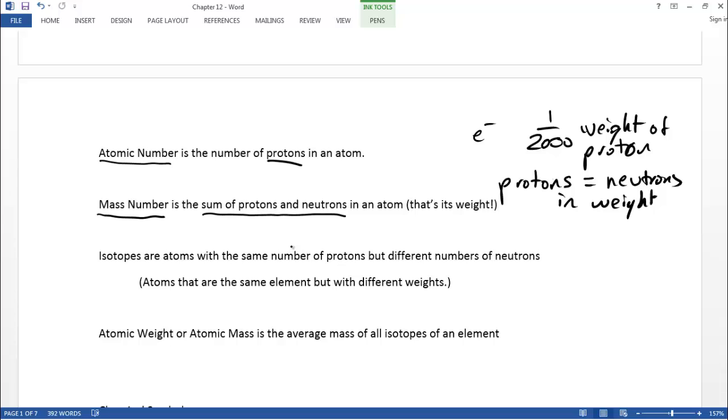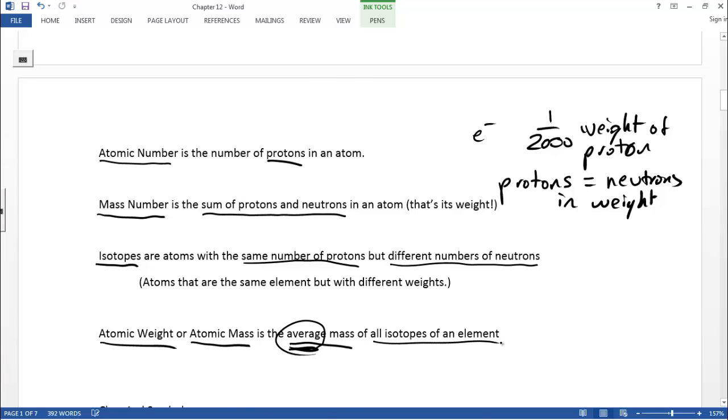Each of these elements can weigh different amounts if they have different numbers of neutrons. Those atoms with different weights are called isotopes. They have the same number of protons, same type, same element, but they weigh different amounts because they have different numbers of neutrons. And then finally, if one element has lots of different atoms of different weights, then it might be interesting to get the average mass. That's called atomic mass or atomic weight, and again, it's an average of all the isotopes of an element.